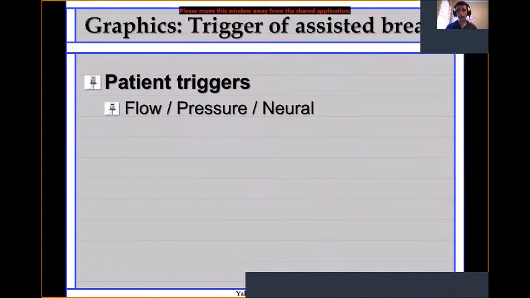Also, the graphics will show us the trigger, how we are assisting the patient to breathe, how we are assisting the patient. Are we?